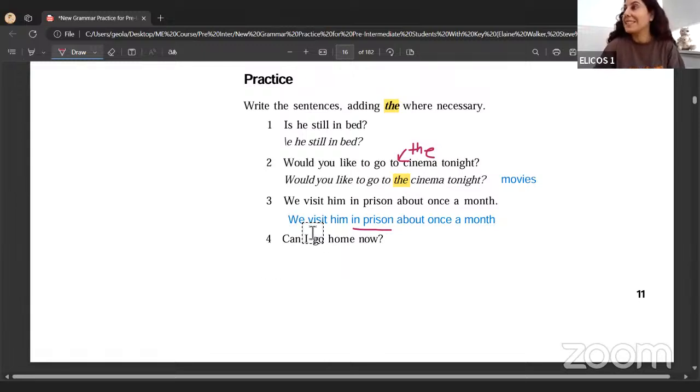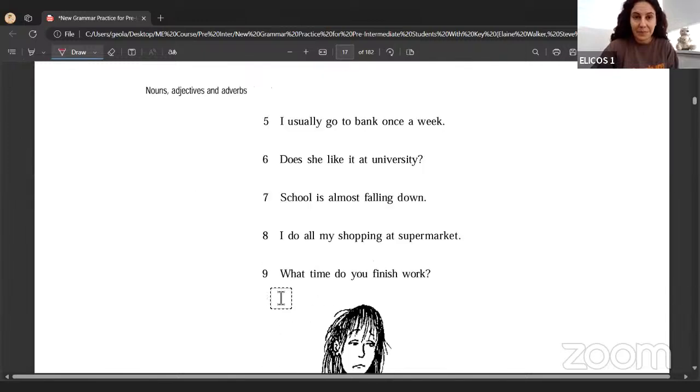And you said we visited. So just be careful, you read the wrong tense. So it's just, we visit. It's the present simple. Remember the present simple, we're talking about how often we do something or our routine or a fact. So we visit him about once a month. 4. Can I go home now? Yeah, the same. Because home, it's one of those words, just like prison, we don't need to put the. Can I go home now?